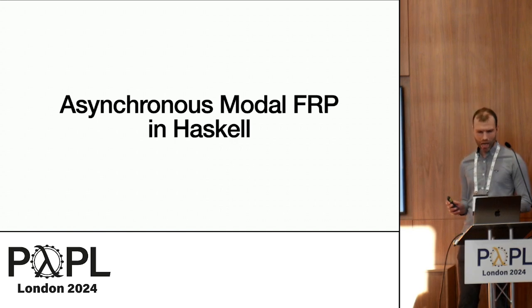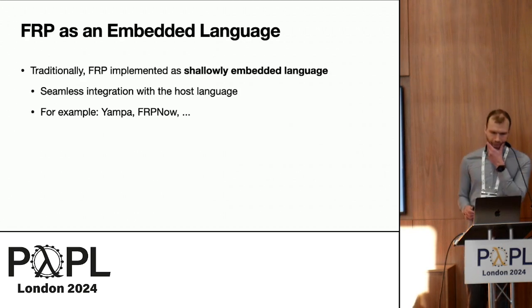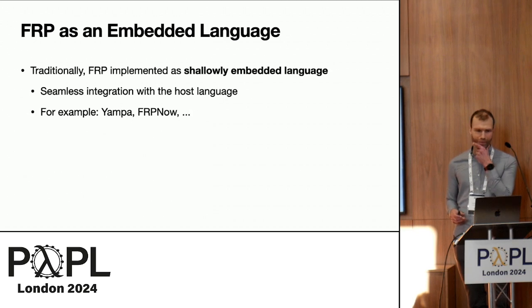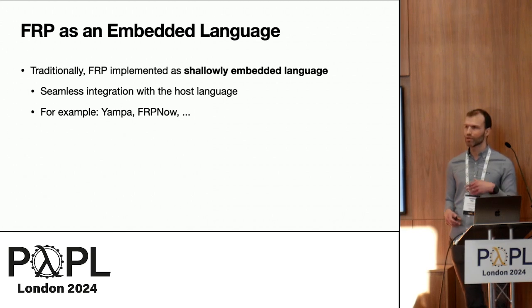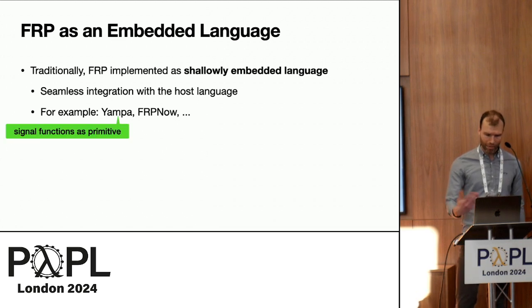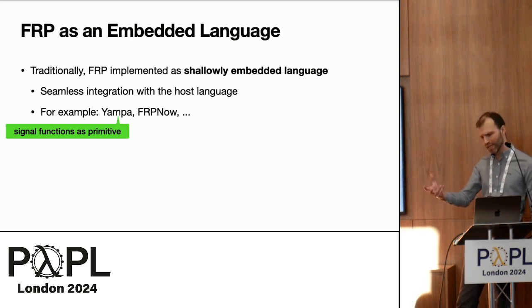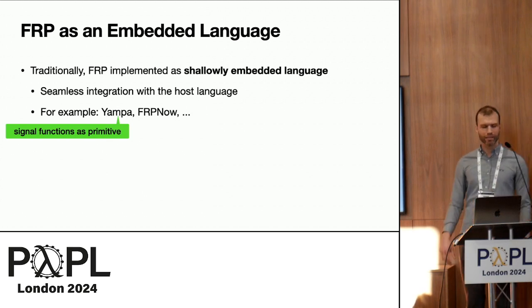Okay, so now how do we do all of this in Haskell? How do we implement a language like this as an embedded language in Haskell? Traditionally, if you look at implementations of FRP languages, these are typically shallowly embedded. That allows you to have seamless integration with the whole software ecosystem without any kind of extra syntactic overhead or marshalling. You have systems like Yampa that ensure all these nice properties about your FRP program using only signal functions as primitives. You cannot directly manipulate signals, but only construct signal functions.